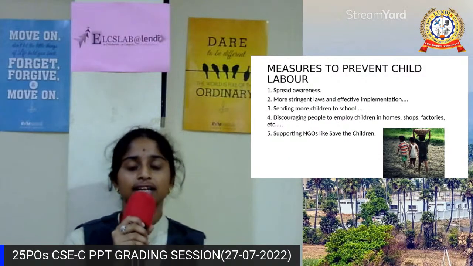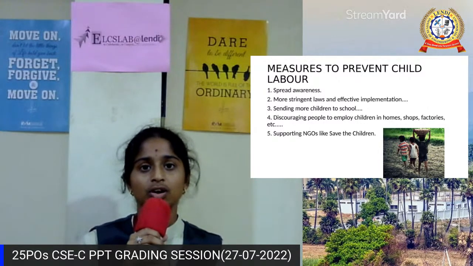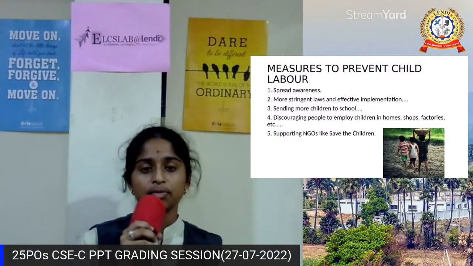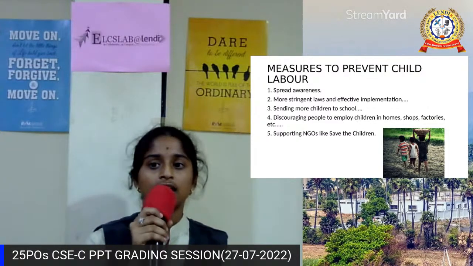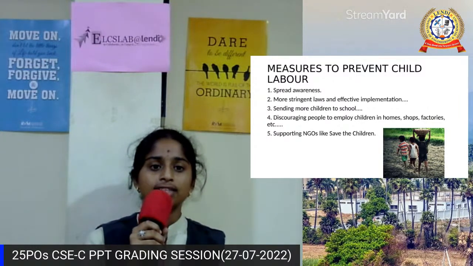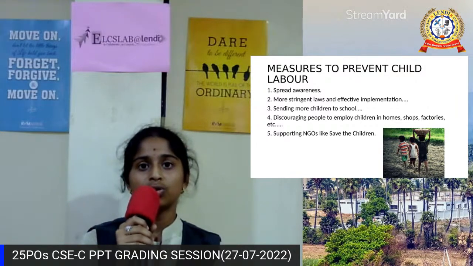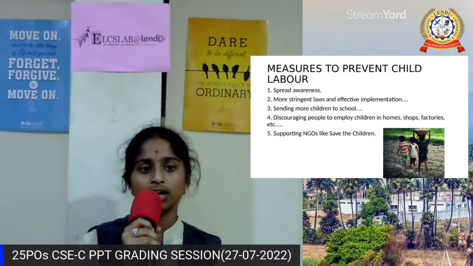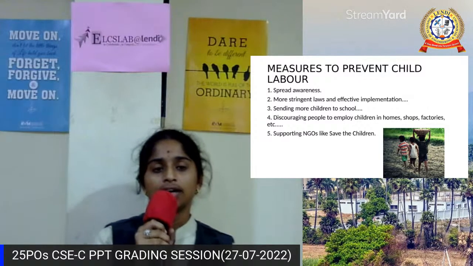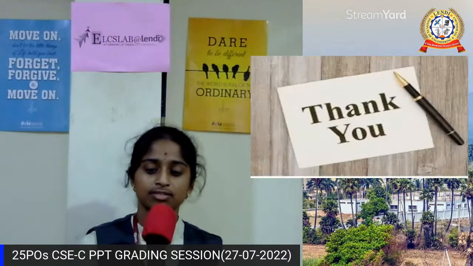Measures to prevent child labor. The government should declare or implement proper acts to eradicate this child labor. NGOs should support the children to go to education, not to any work. Industry should also understand every child is important for the education.